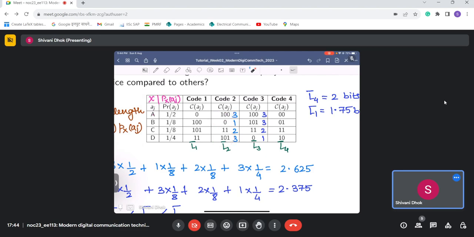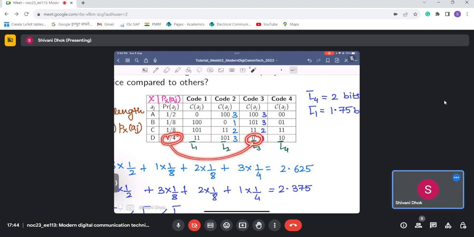More than 50% of the time. And therefore, this code word is worse. However, if we compare this code 2 and code 3, the main change happens here. The worst symbol is given a length of 3. However, this second worst case is given only 1 bit.